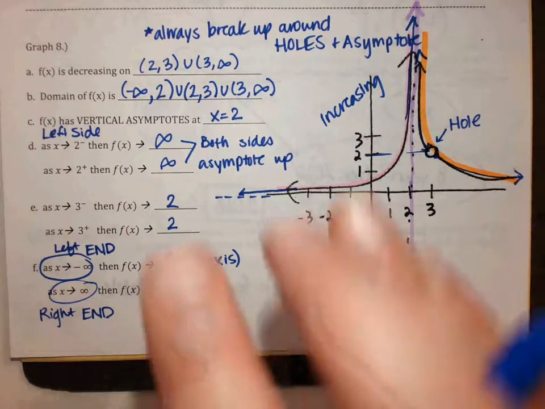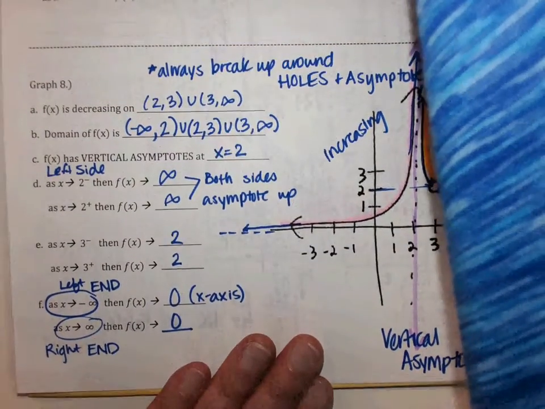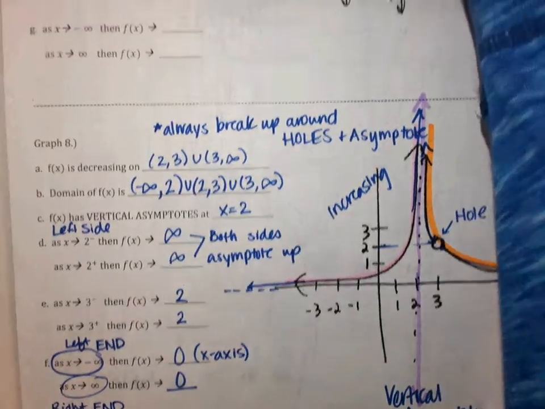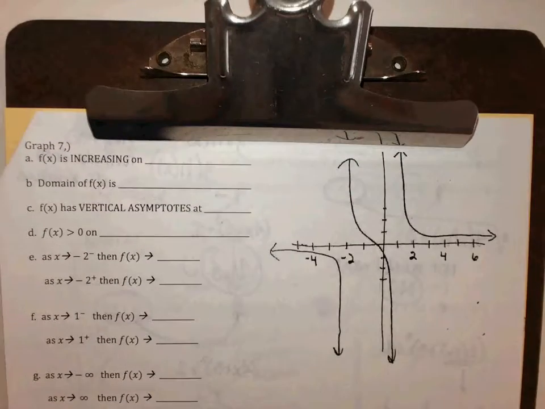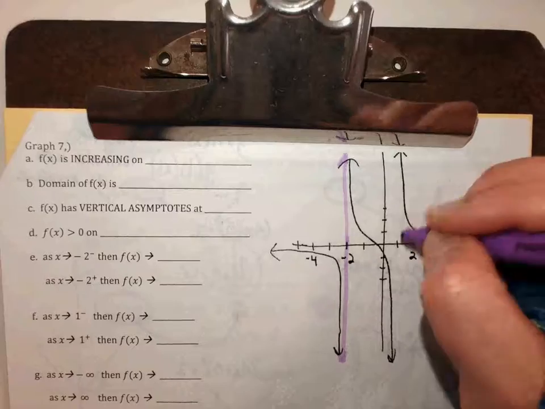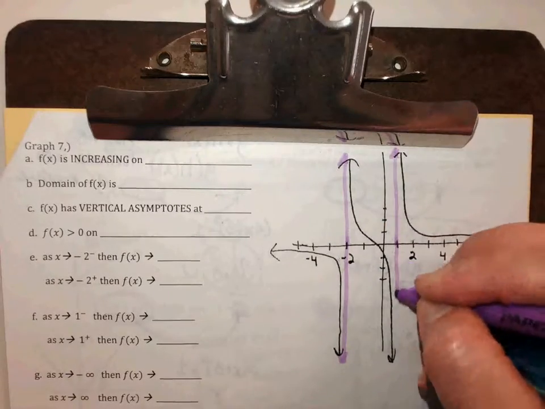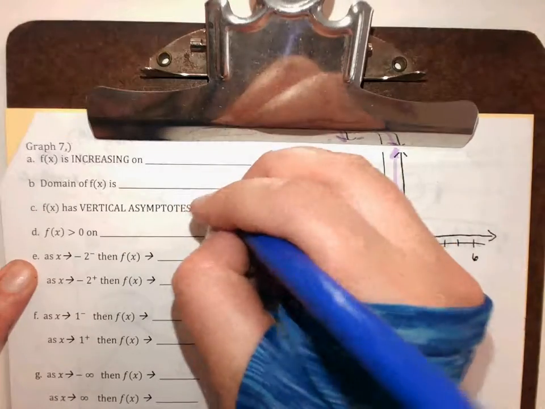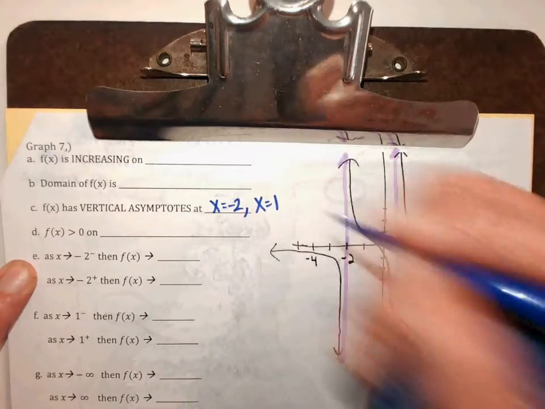Okay, how many asymptotes on graph 7? The last question. 3. Okay, give me the 2 vertical ones first, because you're right, there are technically 3. Where are my 2 vertical asymptotes? Negative 2 and 1. Very good. So I have vertical asymptotes at x equals minus 2 and x equals 1.